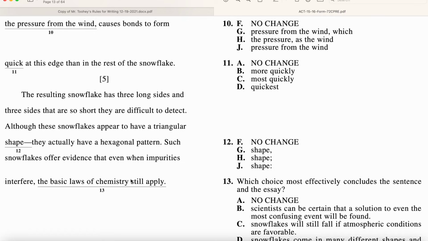Let's read the first half, from although to shape. Although these snowflakes appear to have a triangular shape. All right, stop. Does that stand alone, Abdul? It does not. That although throws it off, right? If it just said these snowflakes appear to have a triangular shape, that would be fine. But although these snowflakes appear to have a triangular shape, it's like, okay, well, what about that? You've got to finish that thought.